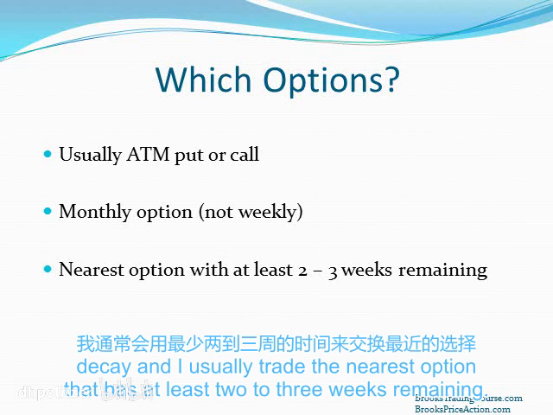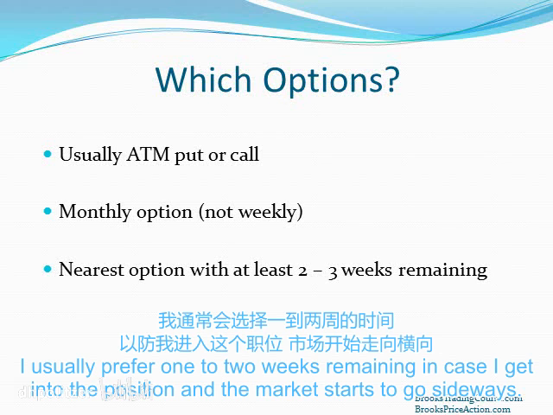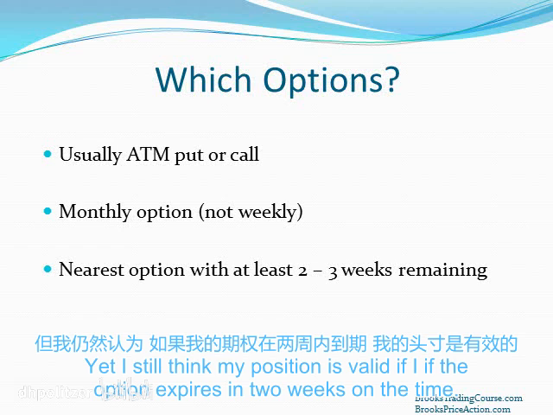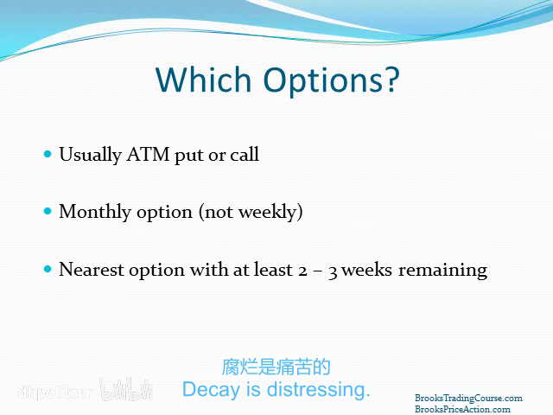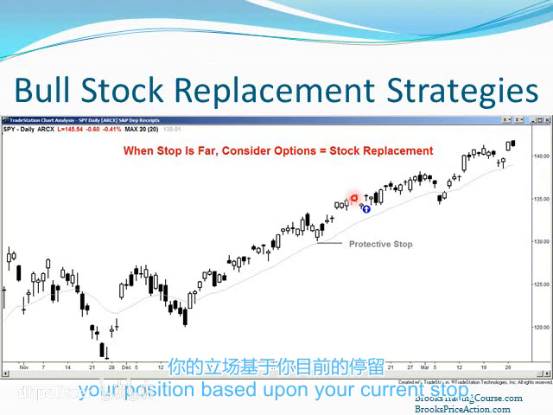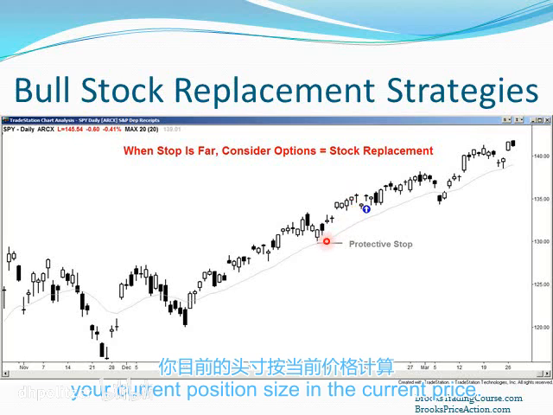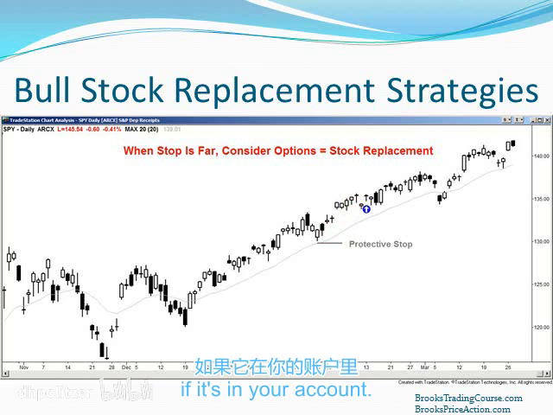And I usually trade the nearest option that has at least 2 to 3 weeks remaining. I usually prefer 1 to 2 weeks remaining in case I get into the position and the market starts to go sideways, yet I still think my position is valid. If the option expires in 2 weeks, the time decay is assessing your position based upon your current stop, your current position size, and the current price. It's your money. It's always your money if it's in your account.